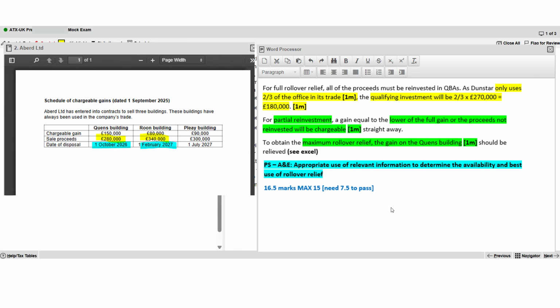So altogether, we have 16.5 marks in total for this part of the question, maximum 15, and to be on course for a pass, you just need to get 7.5 of those marks. So hopefully that was possible.